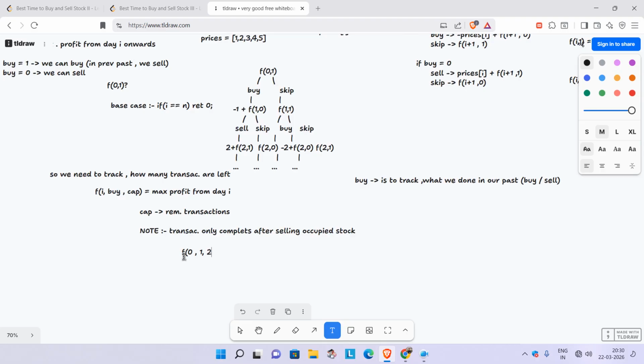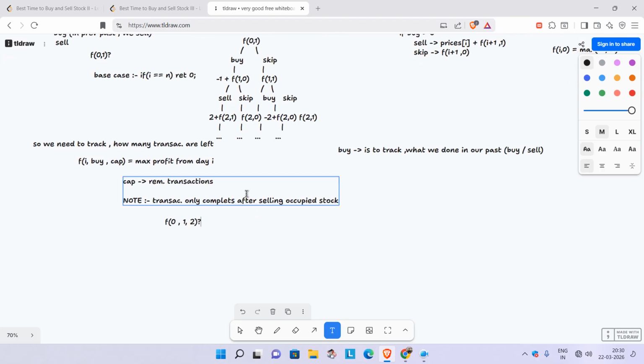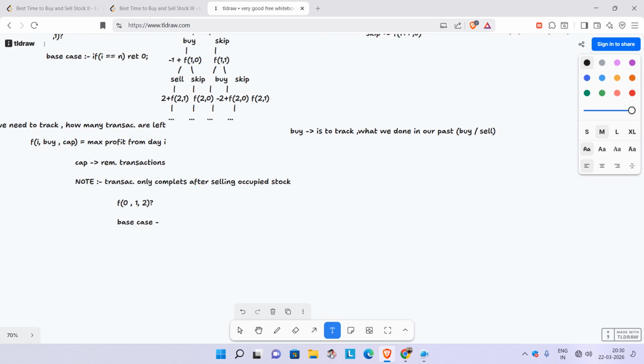So in this condition, what we need to do is simply call f of 0, 1, 2. Now talking about the base cases: the base case is simple. If our i reaches the end, meaning no days are left, we simply return 0. What's the second case?